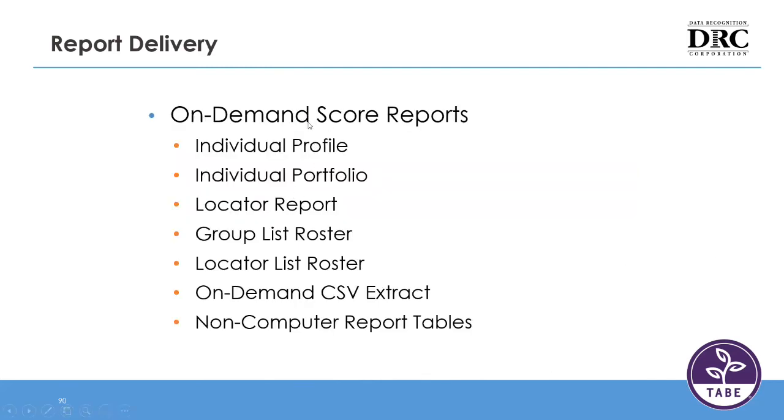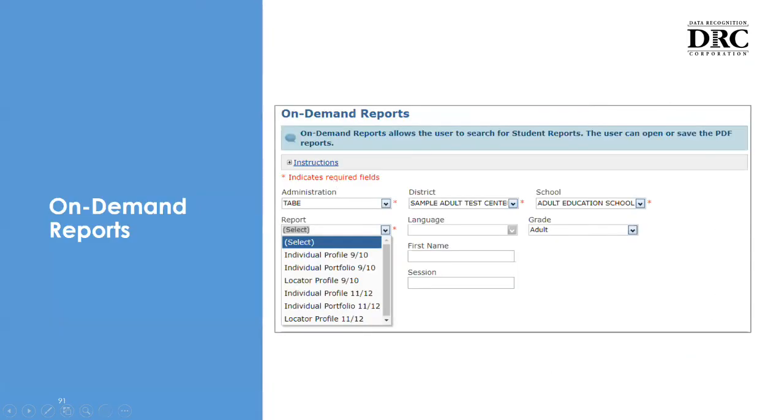In the on-demand area of the reports, you have access to the individual profile and portfolio and locator reports. Those are the three areas on the on-demand reports. And looking at the individual, to pull up those reports, you would have your site selected and then you select the report that you're going to run.